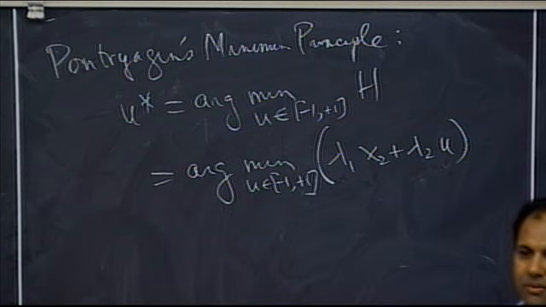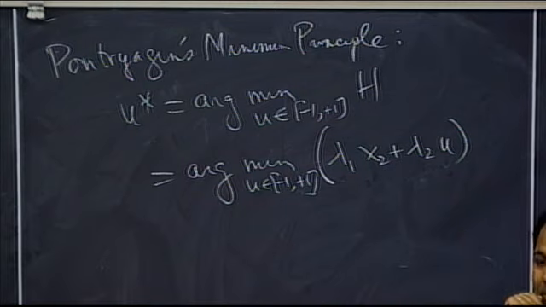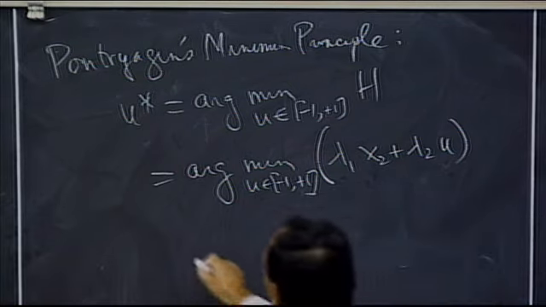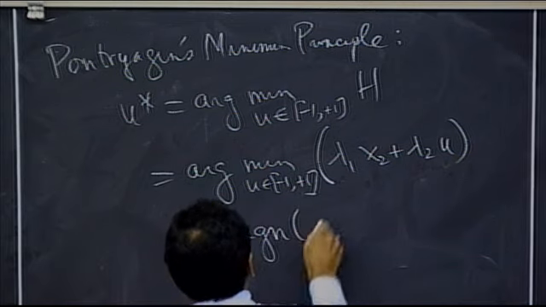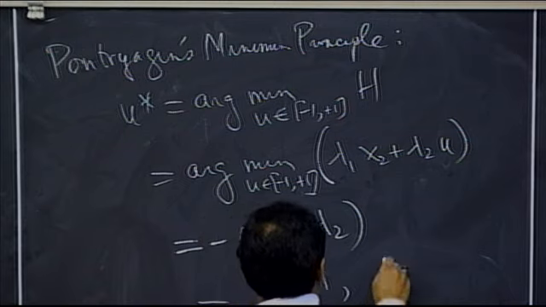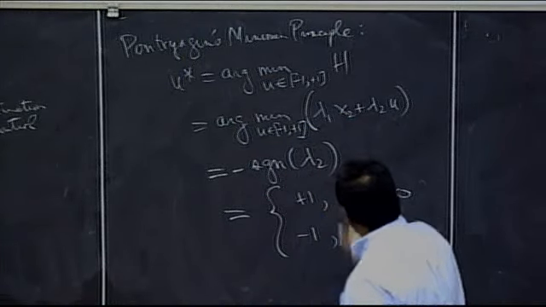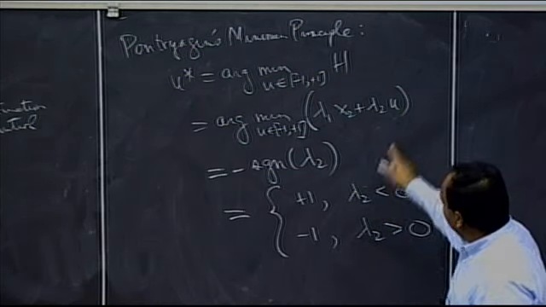Let's suppose λ2 were positive. If λ2 were positive, what would I want the control to be to make this as small as possible? Suppose λ2 were +5. Well, -1, right? What if λ2 were -5? Then I'd want the control to be +1. So the optimal control is going to be minus the sign of λ2. It's equal to +1 if λ2 is less than 0, and -1 if λ2 is greater than 0.